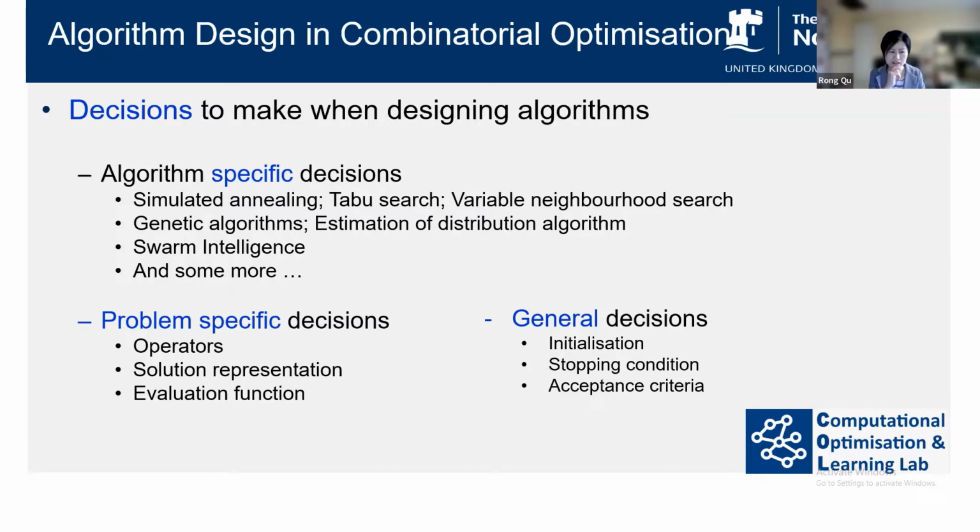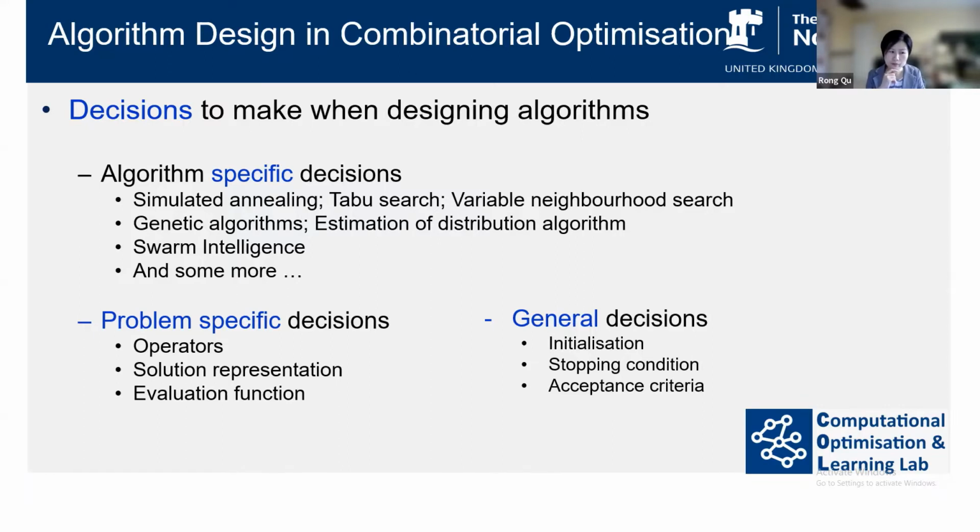In addition to this, we also have problem-specific decisions. Quite often, with the operators, some of these are general, but some of these are problem-specific and only work for the particular problem in hand. For solution representation, there may be some general encoding applicable to a much wider range of problems, but there are some problem-specific encodings. The evaluation function, of course, is always problem-specific.